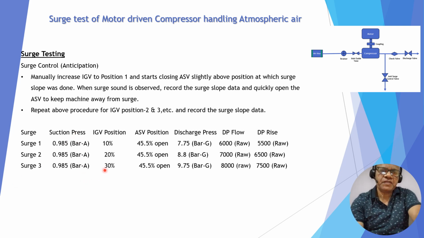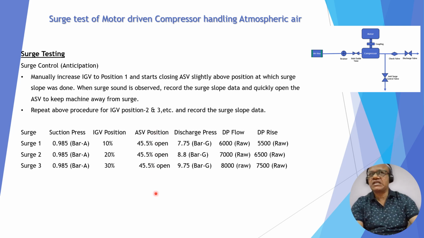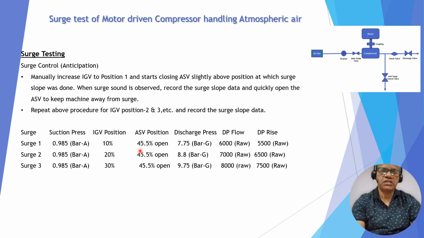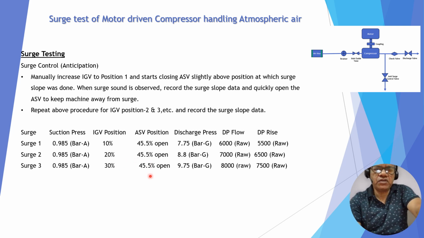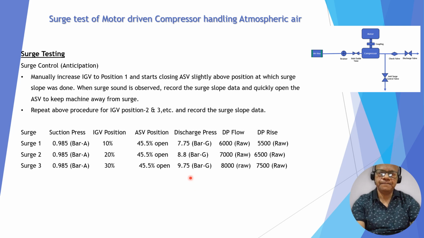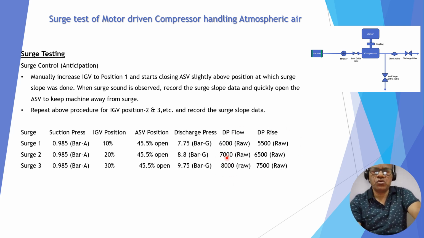Suction pressure is the same. IGV position is the same as the previous case, but the ASV position is slightly higher. Earlier, during the actual surge state, it was 45. Now you can see it is 45.5, 41.5, and discharge pressure is slightly lower. You can see earlier it was 8, lesser than this. So at all the points, discharge pressure will be lower than at actual surge, and there are two, DP flow and DP rise. This is another way your surge control is done. That is why I have shown this data.